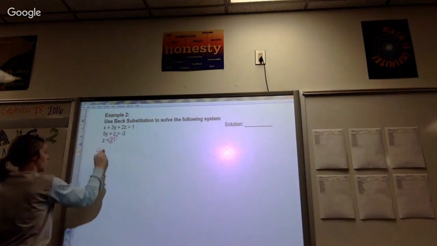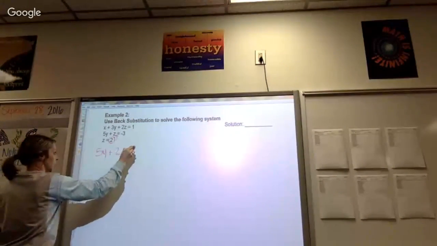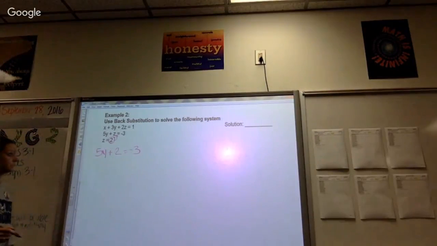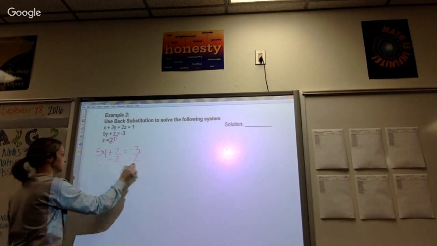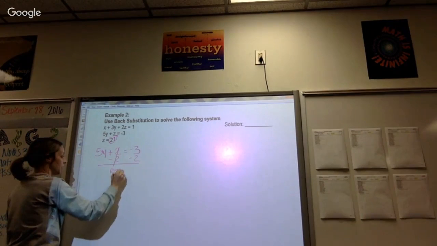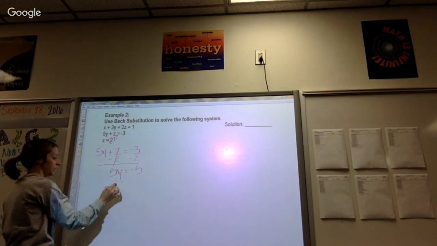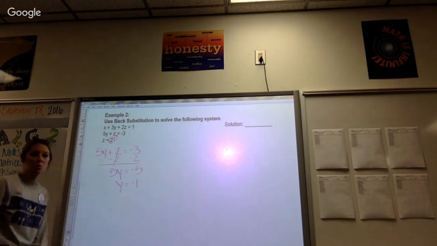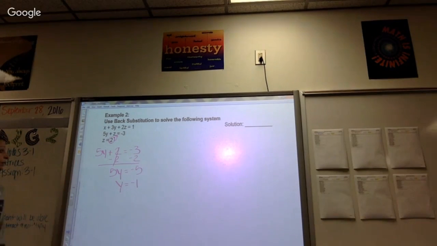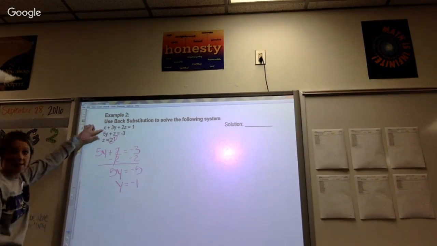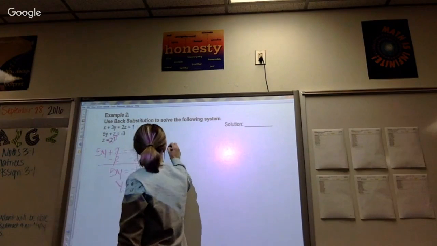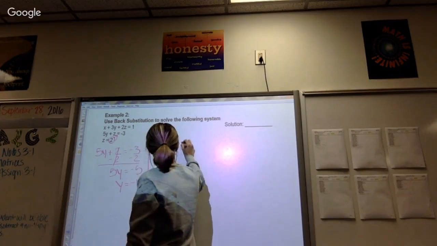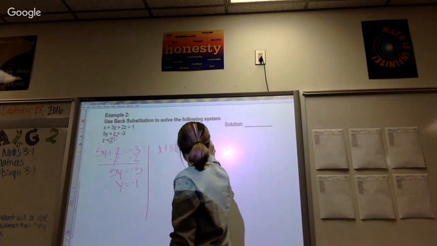So that's 5y plus 2 equals a -3. From here, we're just getting y by itself. So subtract 2. 5y equals a -5. So y would equal a -1. We found y and we know z. To find x, the only equation that has an x is that first one. So we will use that first equation, replacing y with a -1 and replacing z with 2.